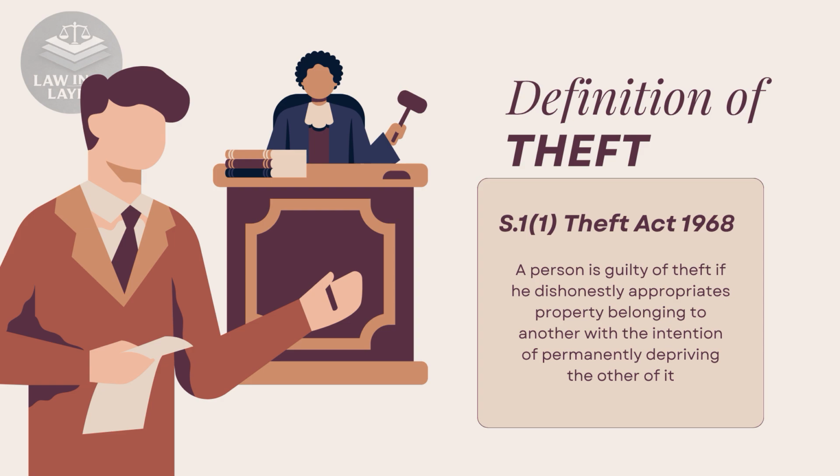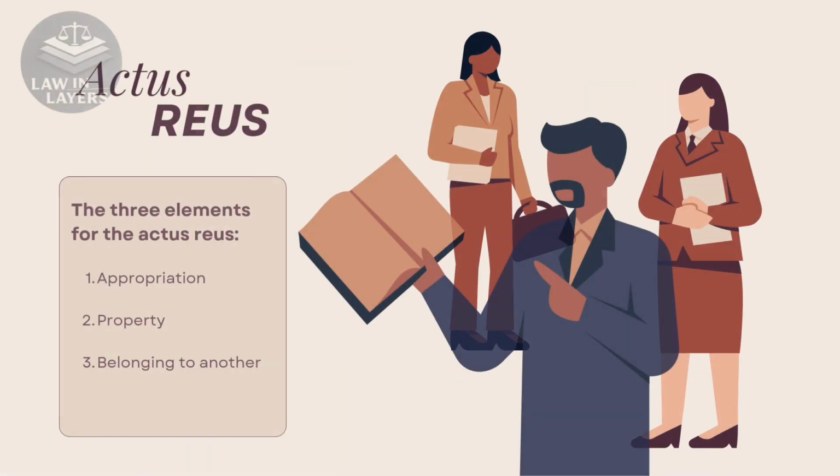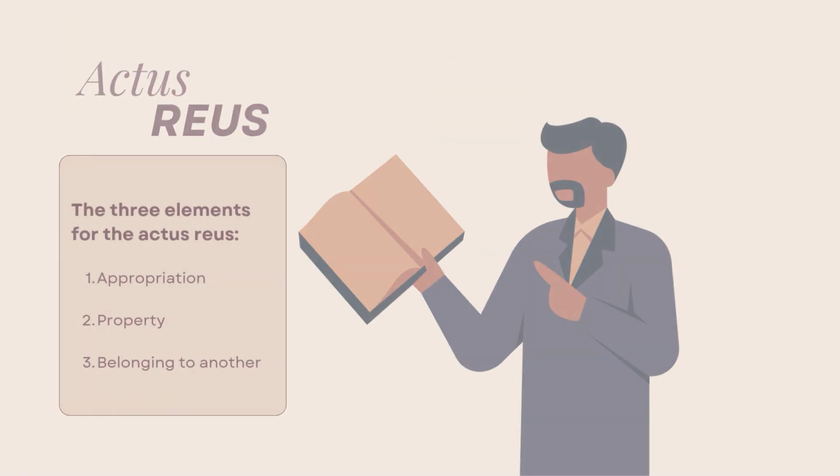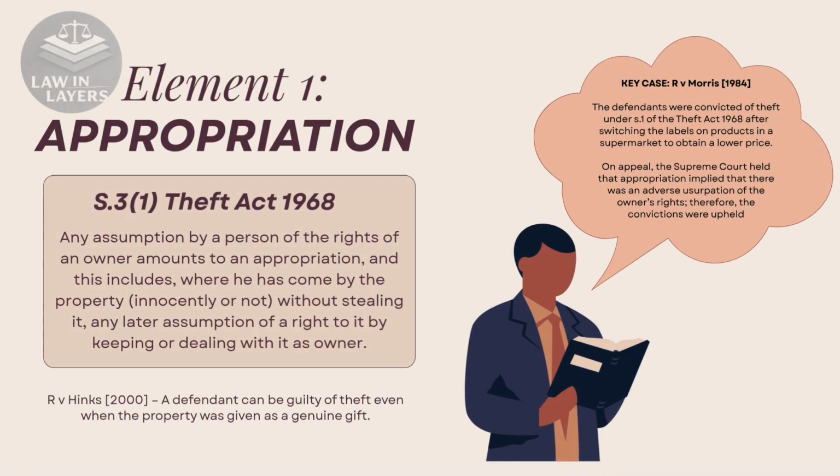In simpler terms, theft requires three key elements: dishonesty, the appropriation of property belonging to someone else, and the intention to permanently deprive them of it. We begin with the Actus Reus, the physical element of the offense. This is made up of three parts: appropriation, property, and belonging to another. First, we will discuss appropriation.